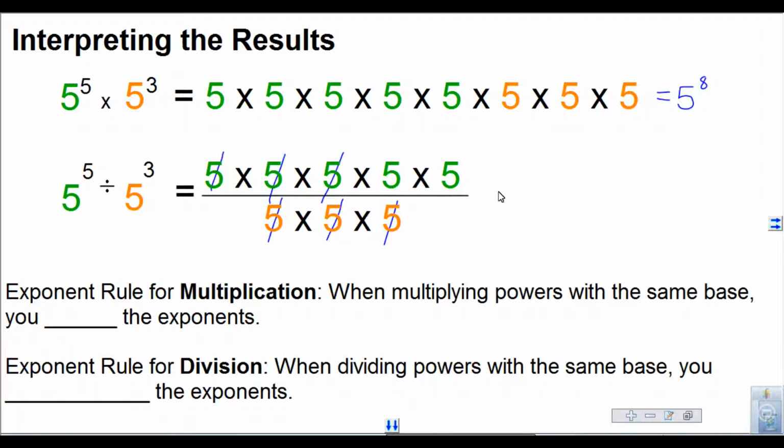And that's leaving us with 5 times 5, which we can write as 5 to the power of 2. So again, 5 take away 3 is 2. And up here, 5 plus 3 is 8. So when we're multiplying powers with the same base, all we have to do is add the exponents. And when we're dividing powers with the same base, all we need to do is subtract the exponents.